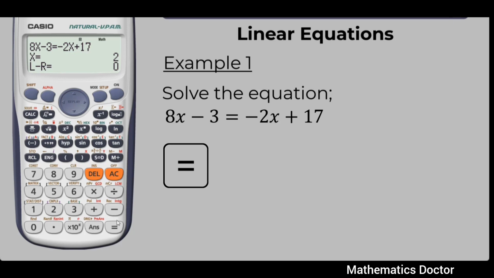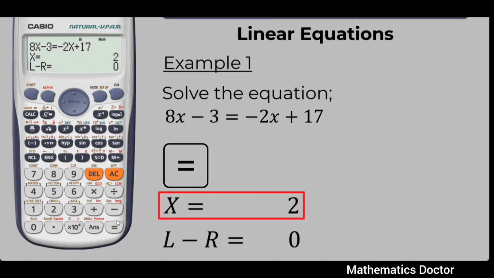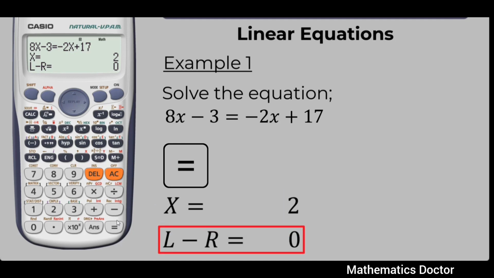Now the calculator displays x is equal to 2. And then the left minus right, that is L minus R, is equal to 0. Let me explain the 2. X is equal to 2 is the final answer for the equation. So we have solved the variable x to get 2. The variable or the unknown is 2. So the answer is 2. But nevertheless, left minus right, which is L minus R, is equal to 0 means there is no error. That means the level of accuracy is very high.